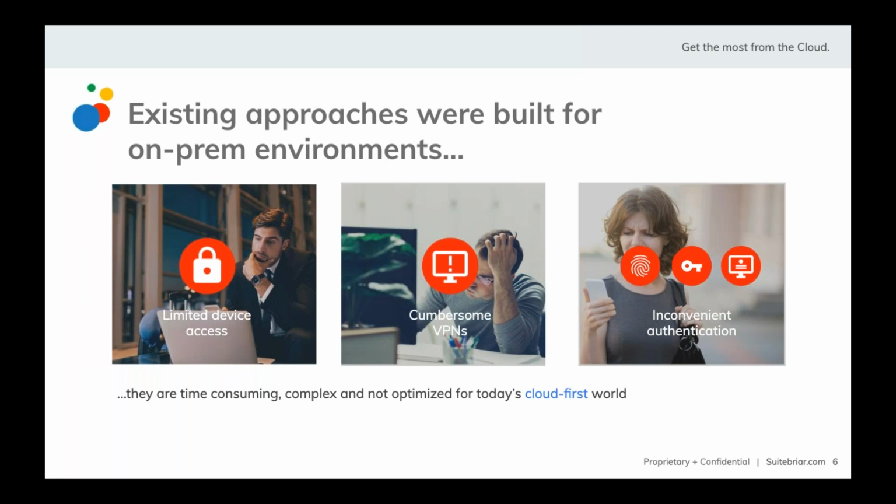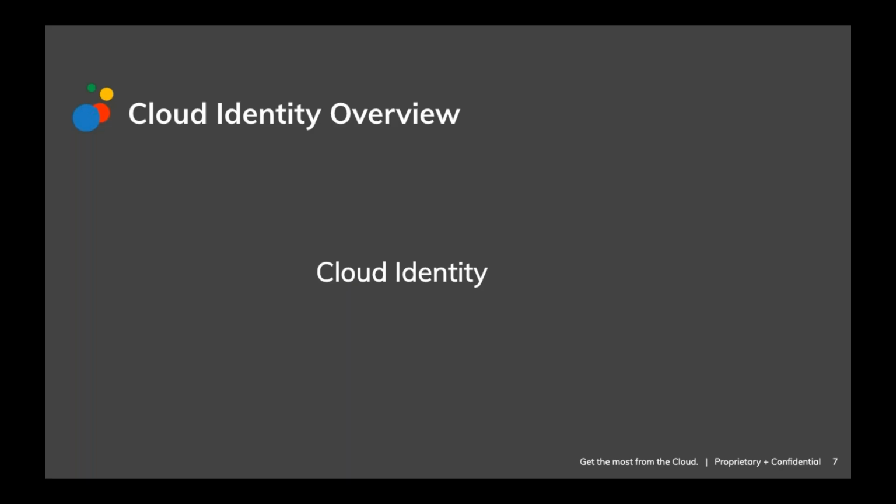So seeing all these existing approaches were built for on-premise environments, Google has strategized to make their own new security model. And that's where cloud identity comes into play. So let's talk a bit about how Google envisioned cloud identity to work better.